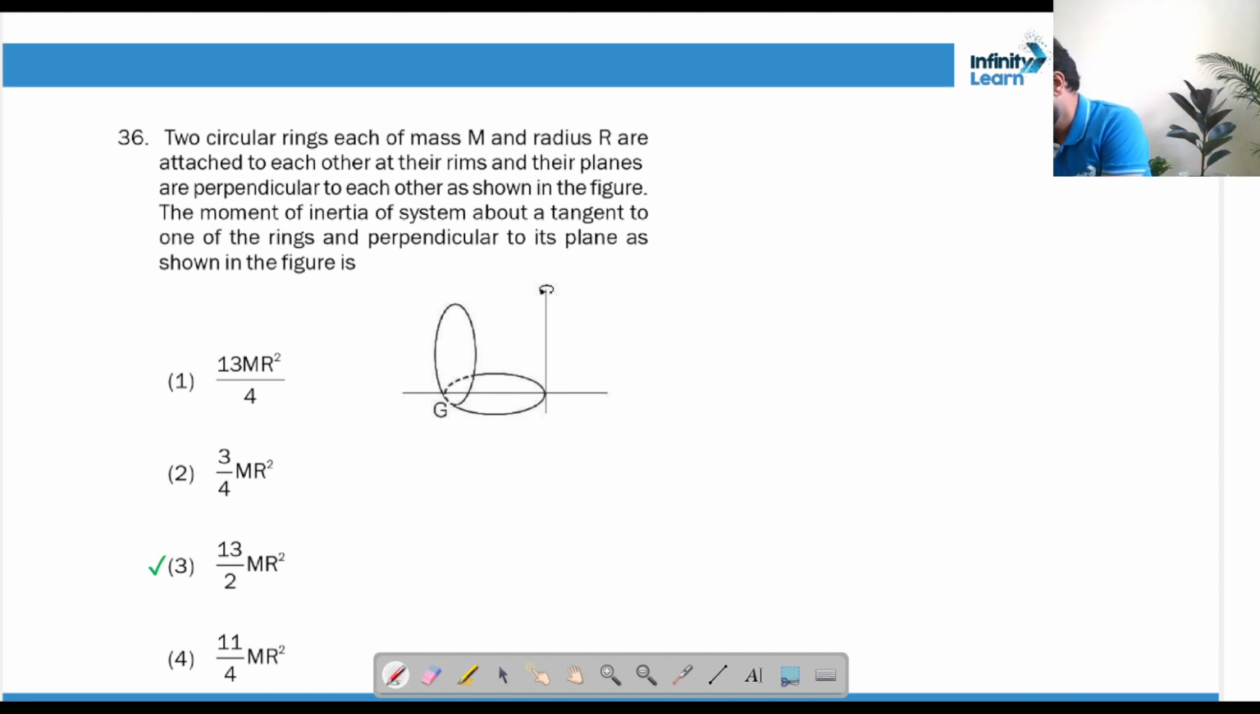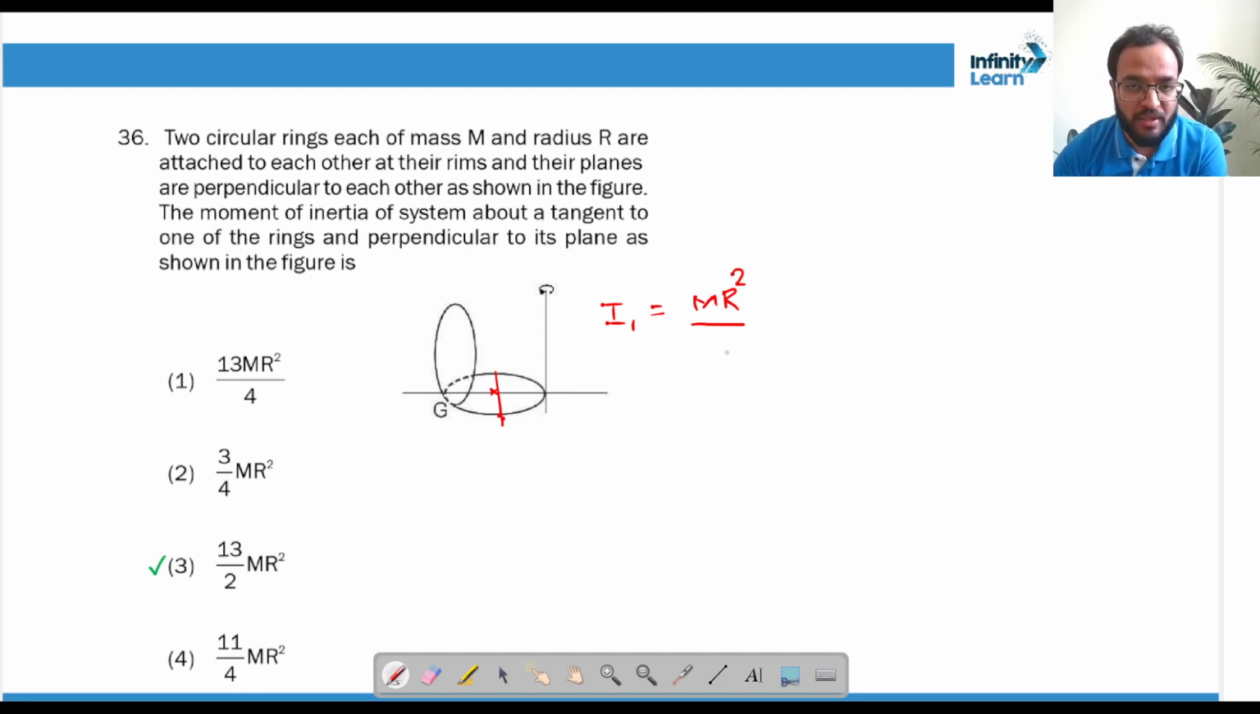So simple. What is the moment of inertia of this ring? Of this ring, we will apply the parallel axis theorem. We will say that about its central axis. So let's find out I1 first of all. It will be mr square plus m into x square. Now what is x? It is r. So I1 is 2mr square.